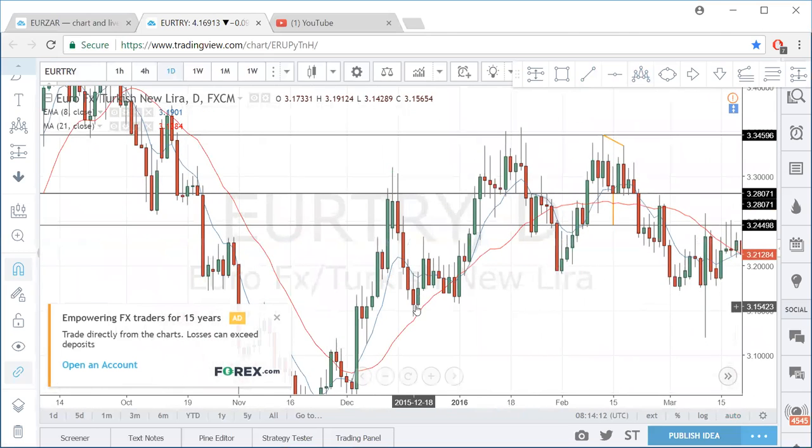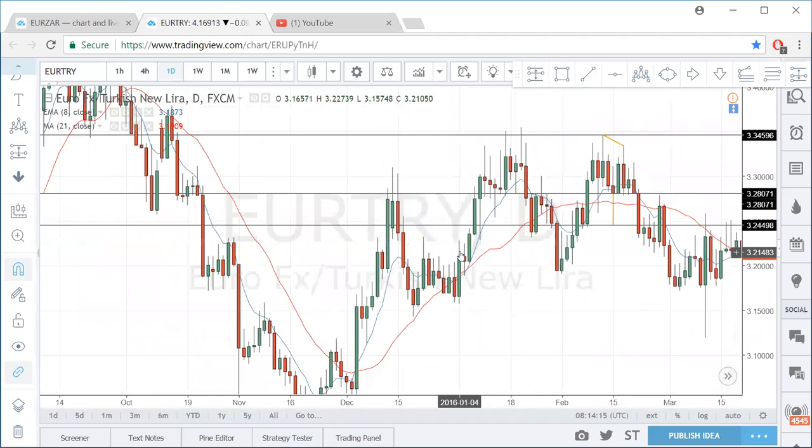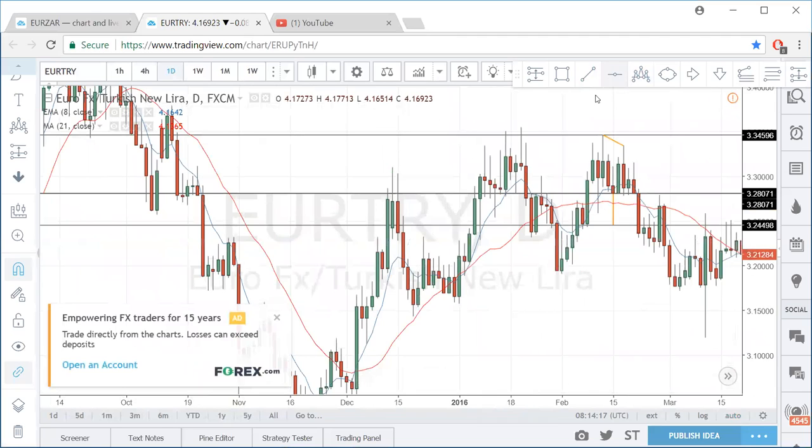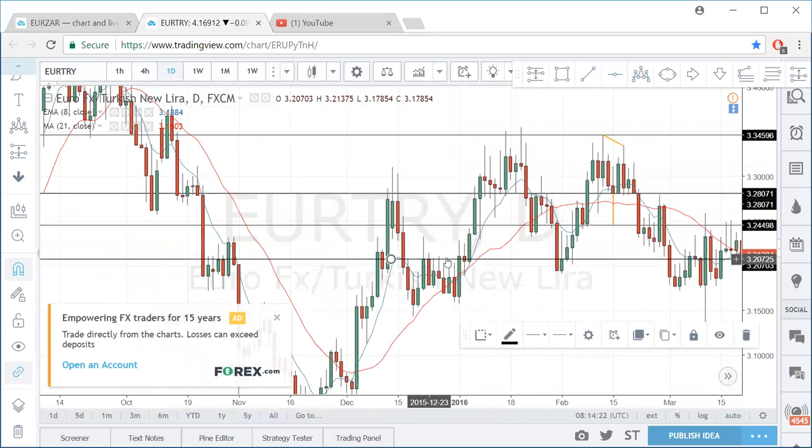I see a perfect W here, right? This is my neckline. Let's check. This is my neckline. This green candle closed above it, so it's good, right? This is very good. I draw my trend line, just like that, and identify my take profit. Let me just do this. I don't know why I'm being restricted. Let me just do this.